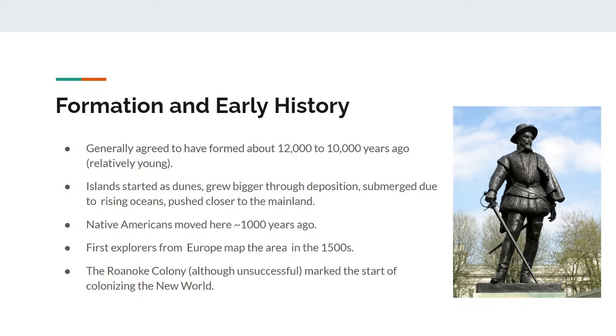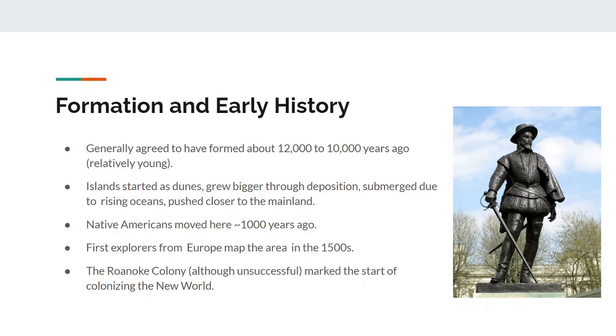The Outer Banks most likely started out as dunes that grew bigger and bigger over the years due to deposition from rivers, but then became submerged by rising ocean waters. So just to clarify, the sea levels back then were way lower than sea levels now, since a lot of the water was trapped in glaciers. Finally, through the waves, the Outer Banks were pushed closer and closer to the mainland, and got up to where they are today. Yeah, so that's about it for formation.